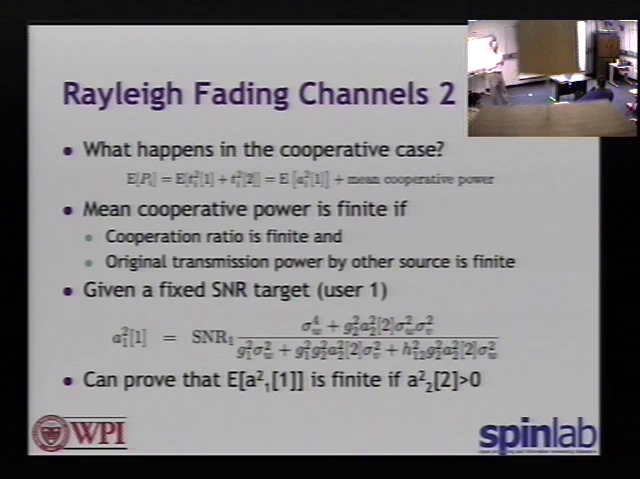So you're demanding that you meet the SNR objective in every pair of slots. Yeah. So I'm not dealing with a specific outage probability. I'm dealing with you must satisfy a fixed SNR requirement at every instance.